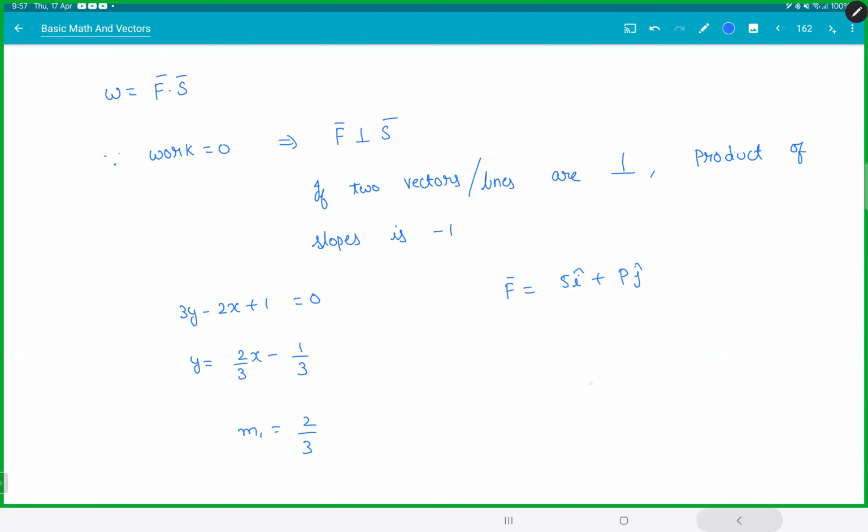So it's easy. Just write it like this: 5 horizontally, p vertically. So indirectly I'm asking to find tan theta, isn't it? This is the slope. The slope of a vector is nothing but tan theta, which is y coordinate by x coordinate, which is p by 5. So you're saying the product of these two slopes, I'll just call it m2, is -1. So m1 m2 is -1. So this is 2 by 3 into p by 5 is equal to -1. So p is equal to -15 by 2.